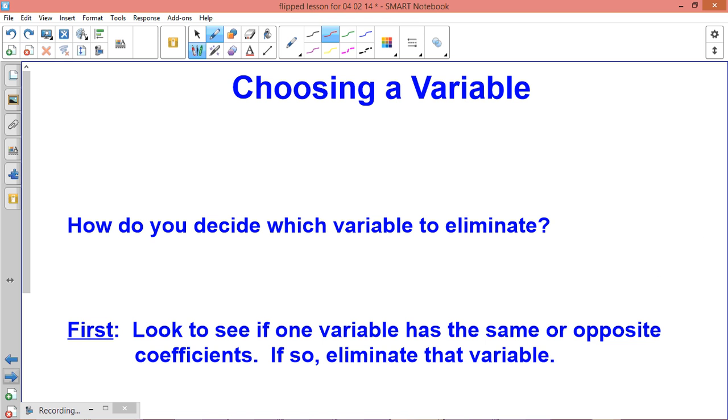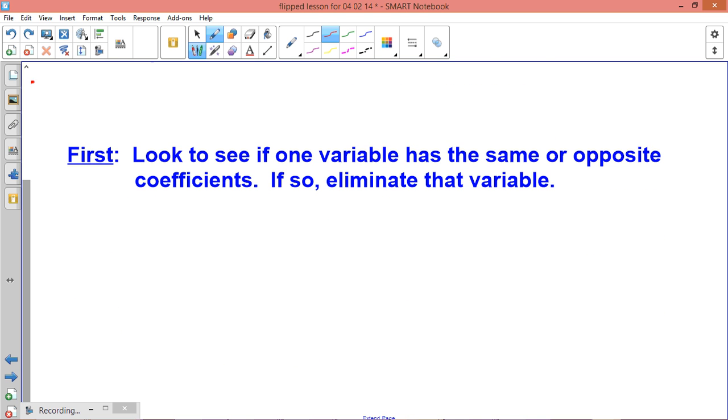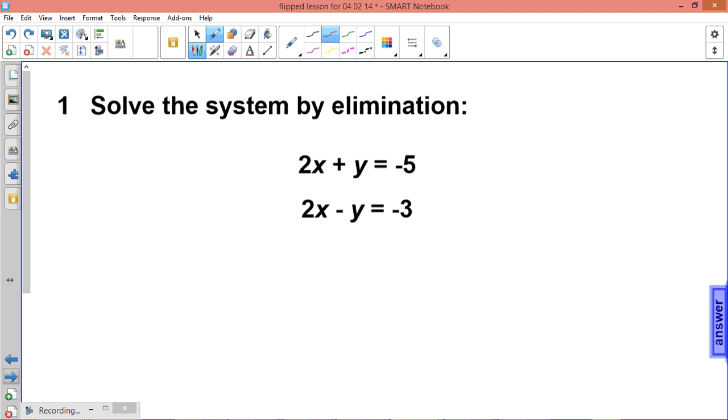So, choosing a variable. How do we decide which variable we want to eliminate? Well, the first thing we're going to do is look to see if one variable has the same or opposite coefficients. If so, we're going to eliminate that variable. There are times when we don't have this situation. We're going to talk about that in our next video, but I think most of the ones should work out pretty fine for this video.